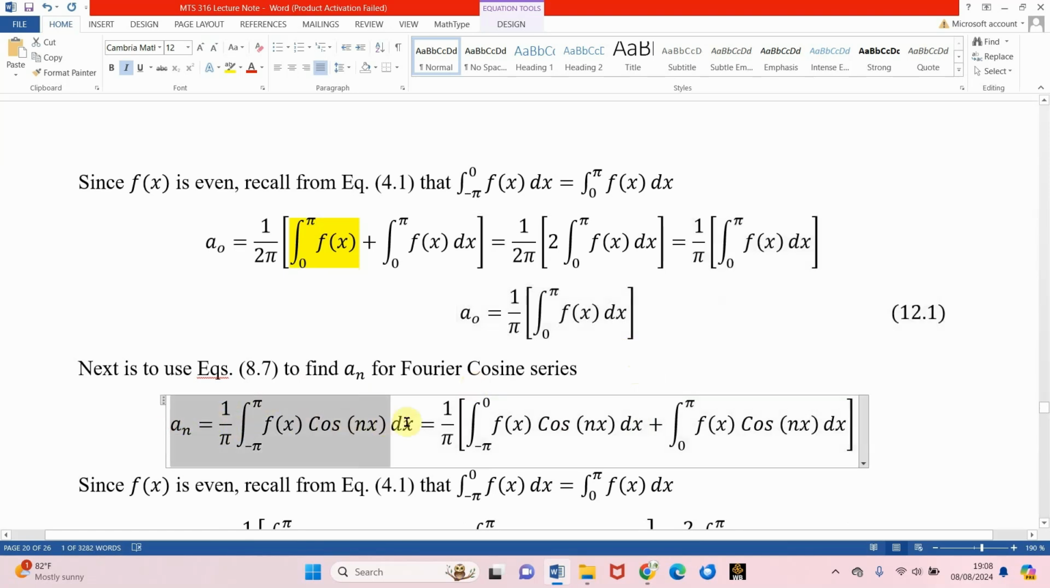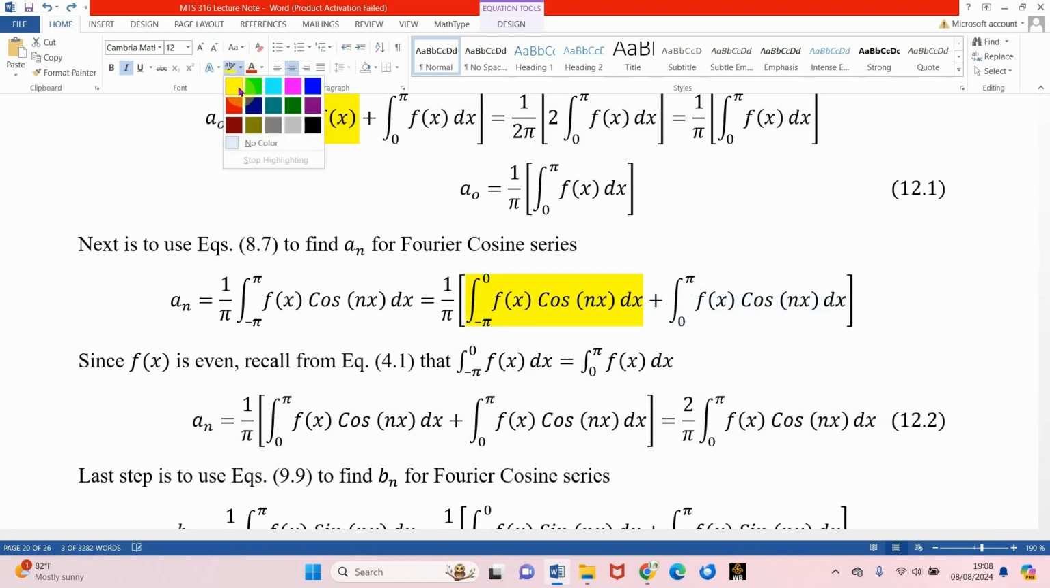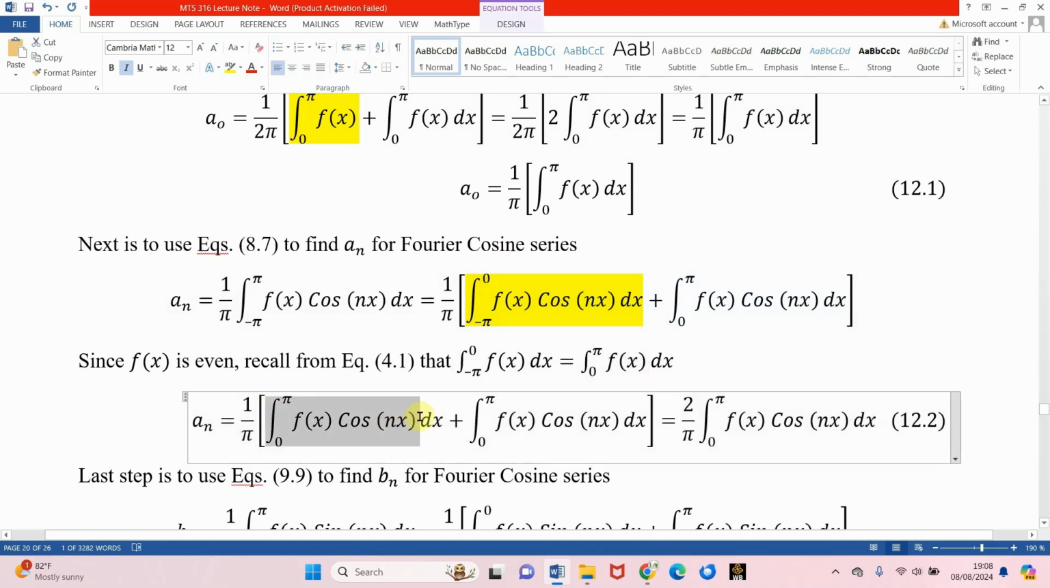For An, we use this expression that we derived together before. The next thing is that we partition the interval from minus pi to pi into minus pi to 0, then 0 to pi. We still use the same condition again, that f of x is an even function. If it's an even function, then the partition of the integral changes to 0 to pi. That is how we have this expression. So the minus pi to 0 part changes to 0 to pi, with f of x cos nx. That's exactly how we obtain this.